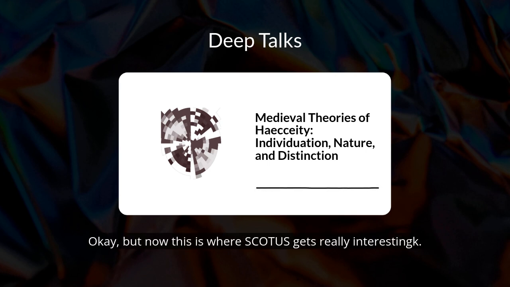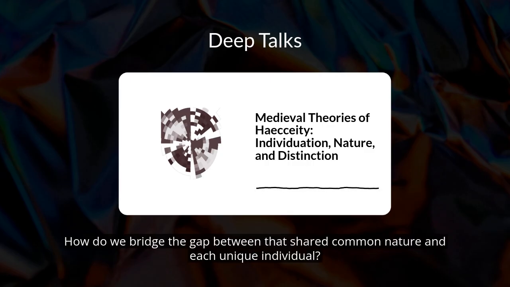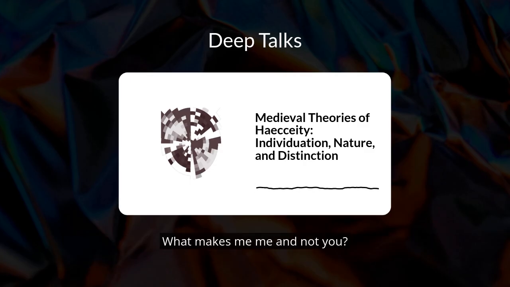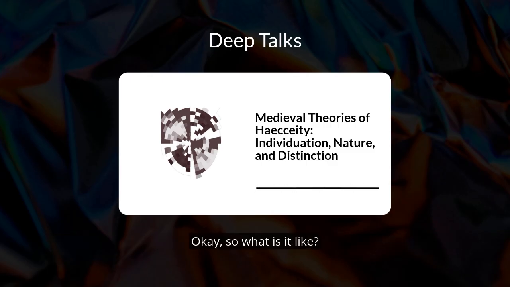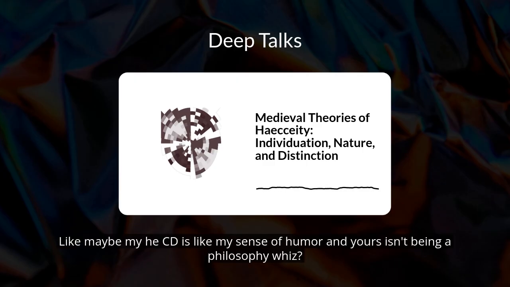You got it. But now, this is where Scotus gets really interesting. How do we bridge the gap between that shared common nature and each unique individual? That is the question. Yeah, what makes me, me, and not you, even though we share humanity? I'm guessing this is where Haecceity comes in. You bet. So what is it? Is it a quality? Like maybe my Haecceity is like my sense of humor and yours is being a philosophy whiz? No, not quite.